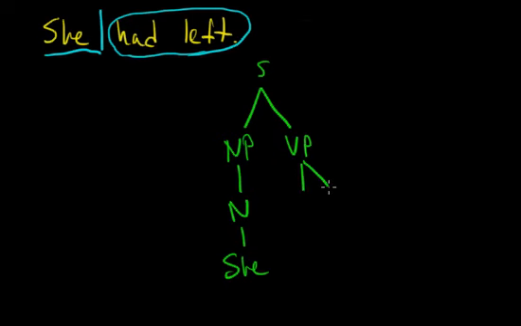So here we diagram two branches. We put AUX for auxiliary and V for verb. Our auxiliary is the word had, and our verb is the word left. Okay?